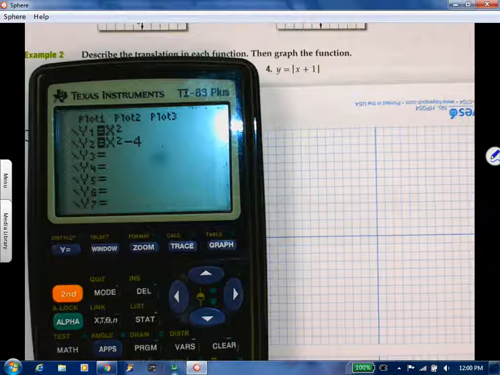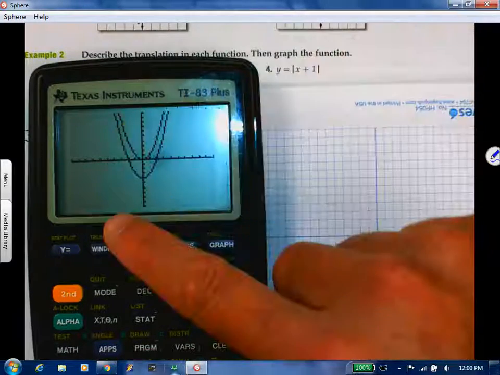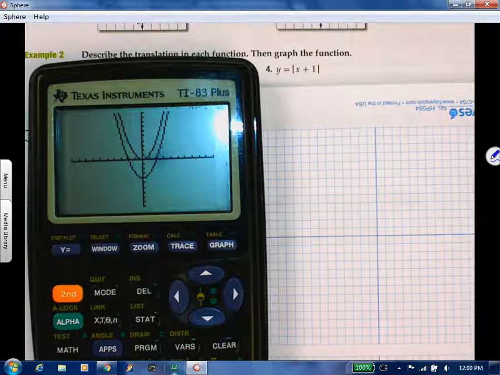You all have it graphed? If you hit graph, it should look like this. Now, if your window looks different, go zoom 6. Go zoom standard. Your window may look different because we're doing stat plot stuff. Then go zoom, and then option 6, which is zoom standard. Okay. You should get 2 lines, a parent function and your translated function. It looks like a nose.